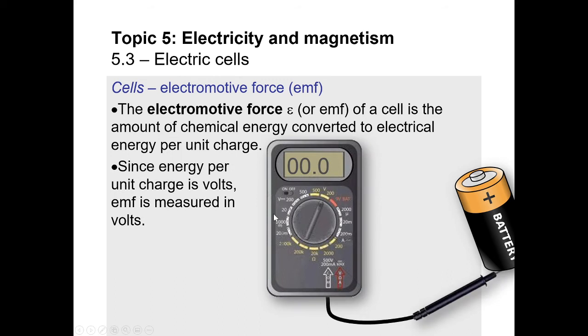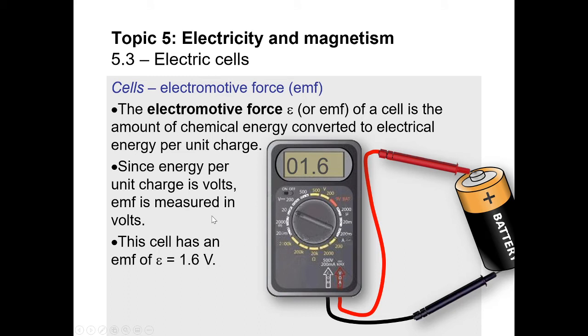All right, so we've got our multimeter here. We're going to be measuring the voltage of this battery. So we have to change the dial. Okay, we can see that the voltage of the battery is 1.6 volts. Now, when we're talking about the battery's voltage, we give it a symbol epsilon. So that's what EMF stands for.